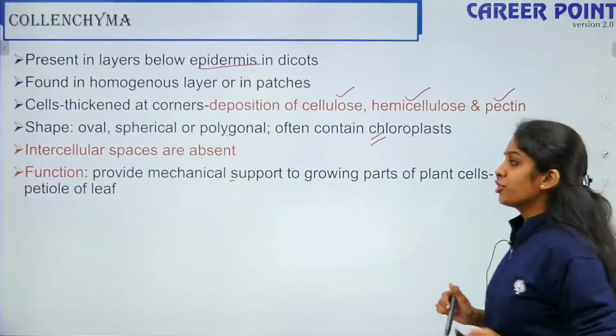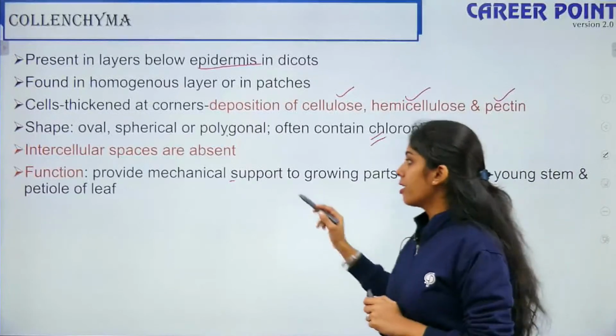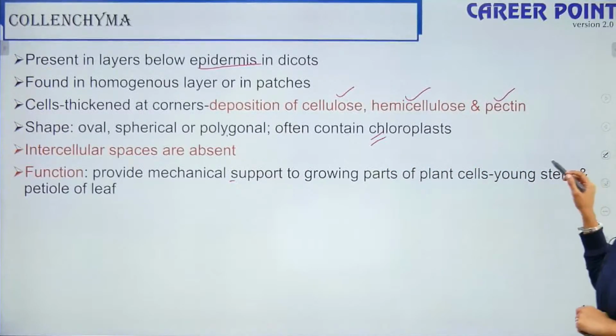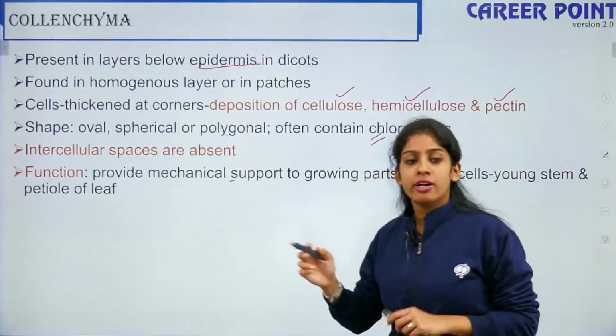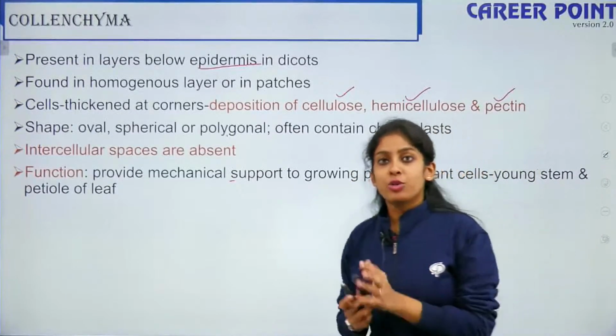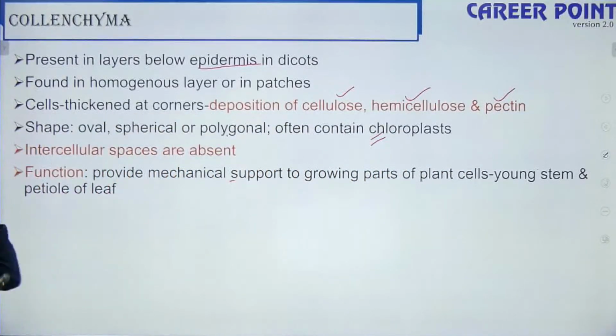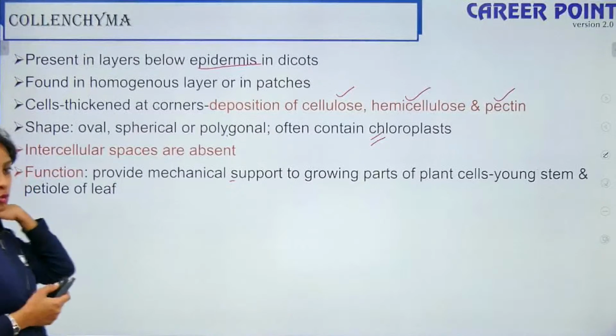Alright. So what is the function of your collenchyma? It provides mechanical support to the growing parts of plants like your young stem and the petiole of your leaf. In the case of parenchyma, it was photosynthesis, storage and secretion. In the case of collenchyma, it is mechanical support to the growing parts of your plants.